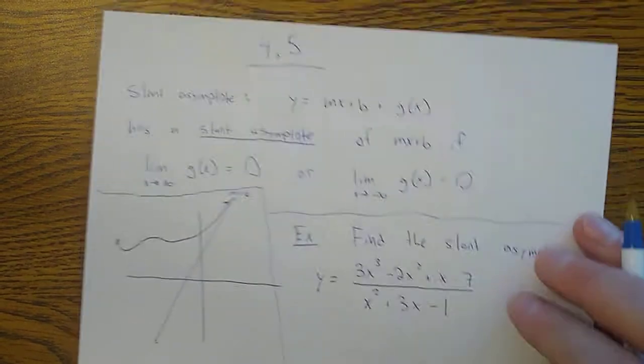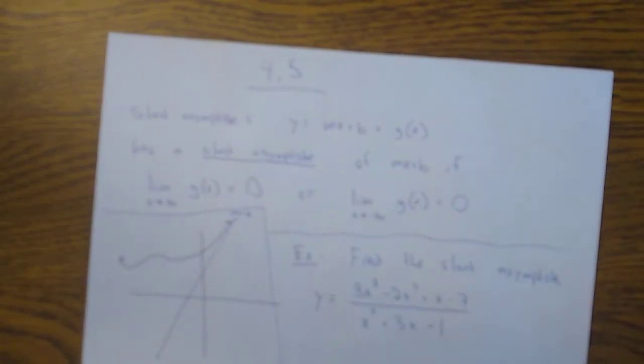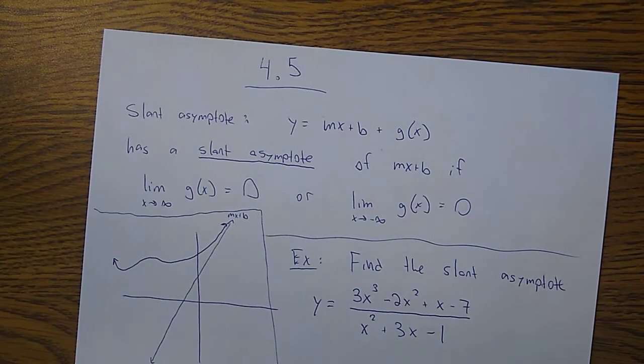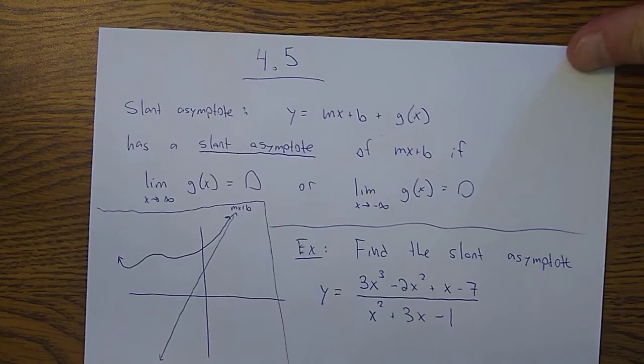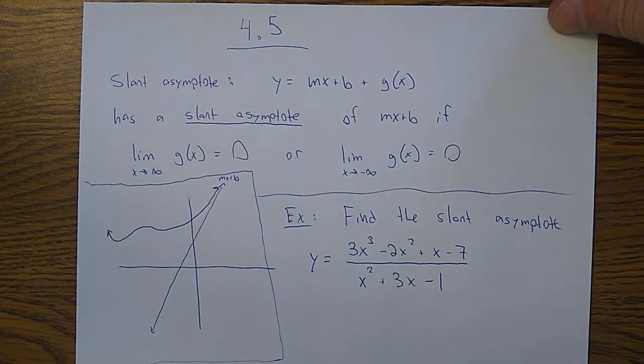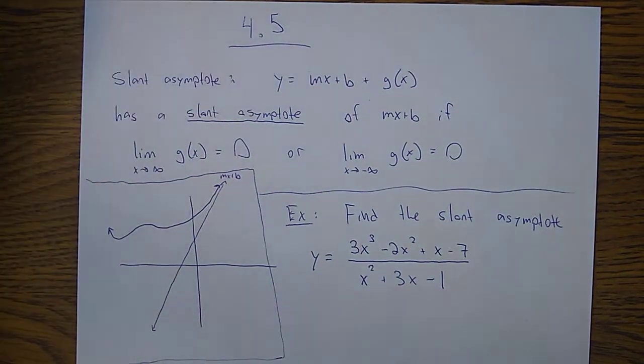Okay, so this is a video about section 4.5. This section is on the easy side. Really, the only questions I put on the online homework about this were slant asymptotes.